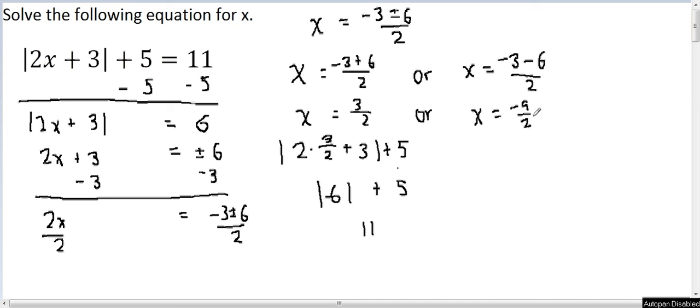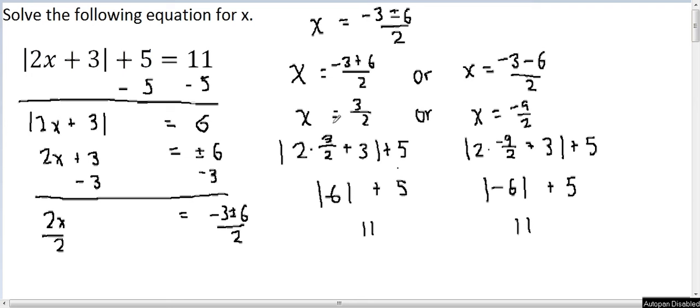If we plug in minus 9 halves into this equation, we get once again the 2's will cancel out, and we will get minus 9 plus 3, which is equal to minus 6. And once again, the absolute value of minus 6 is 6, and 6 plus 5 is 11.